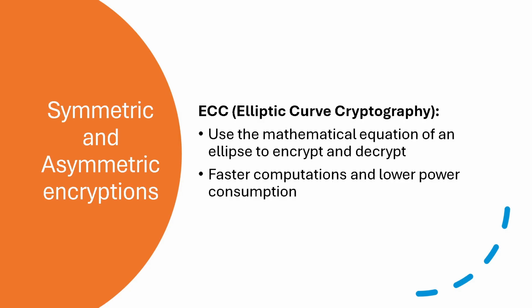ECC or elliptical curve cryptography. In this kind of cryptography, we use the mathematical equation of an ellipse to encrypt and decrypt a plain text. ECC is very popular because it offers faster computations and low power consumption, which is why it is used in mobile and IoT devices quite often.